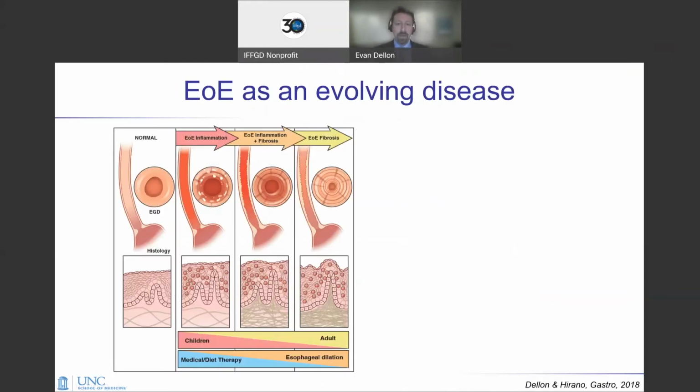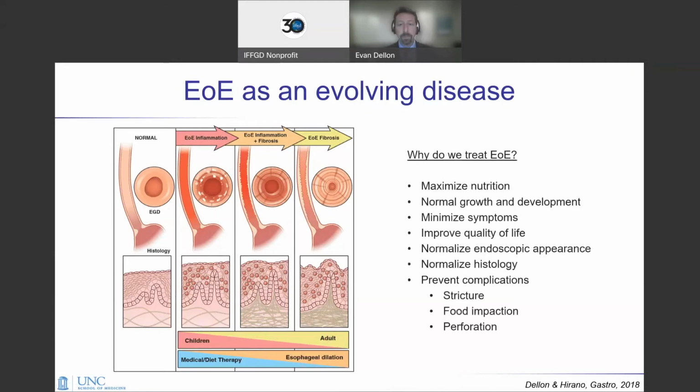We also think about EOE as an evolving or potentially progressing disease where it starts with a lot of inflammation with the eosinophils and other cells, and then over time that might lead to scarring. It's otherwise called fibrosis. And the fibrosis is really what gives you the trouble swallowing symptoms in adults, as opposed to the inflammation giving those other symptoms that I mentioned in children. And this may indicate that you have to do more stretching or dilation of the esophagus in adults.